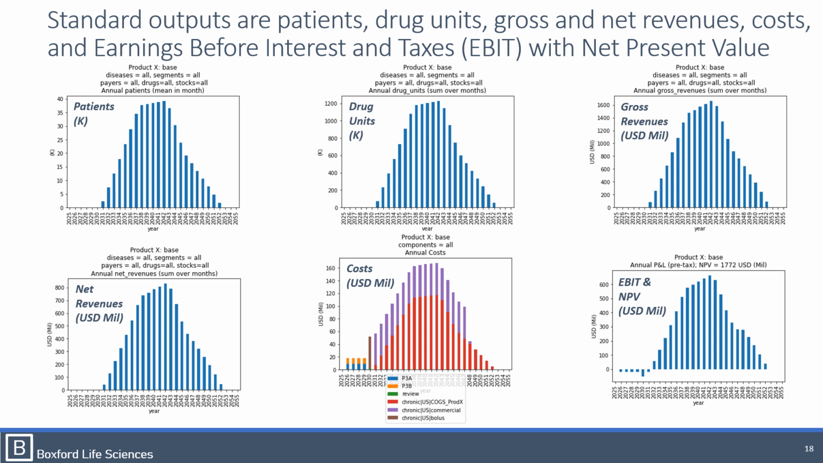The standard outputs that are always calculated, as we see here, are patients, drug units, gross revenues, net revenues, costs, and then the pre-tax P&L, earnings before interest and taxes, and pre-tax NPV. Here we see it for the base case, and we specify when we build the model, in this case, that we want to use units of thousands when we're looking at patients and drug units, and units of millions of our currency when we're looking at any financials like revenues or costs.